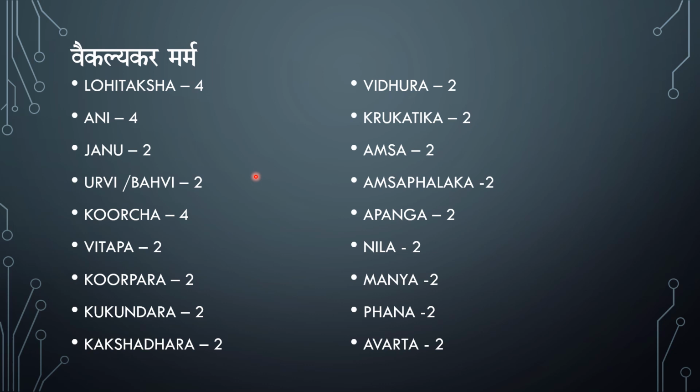The Vaikalyakara Marma are 44 in number. They are Lohitaksha 4, Ani 4, Janu 2, Urvi 2, Bhavi 2, so total 4 here. Kurcha 4, Vitapa 2, Kurpara 2, Kukundara 2, Kakshadhara 2, Vidhura 2, Krukatika 2, Amsa 2, Amsafalaka 2, Apanga 2, Neela 2, Manya 2, Fana 2, Avarta 2 in number.